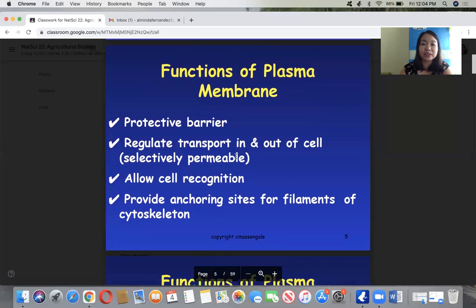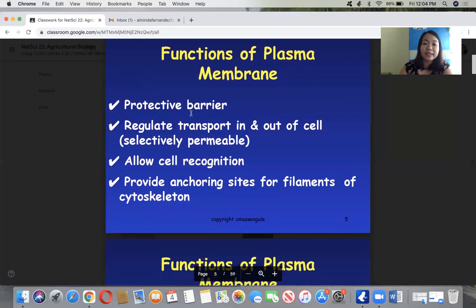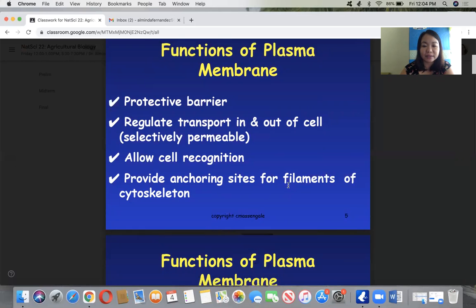The other functions of the plasma membrane include acting as a protective barrier. It regulates transport in and out of the cell, which is very selective because it doesn't let all substances come inside the cell, so that makes it selectively permeable. It also allows cell recognition and provides anchoring sites for filaments of the cytoskeleton.